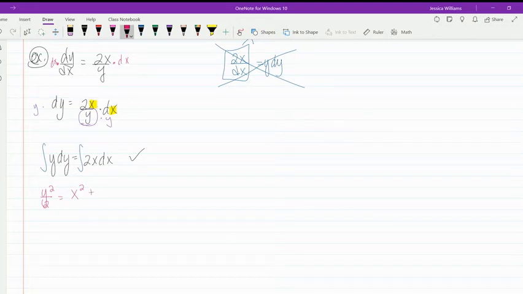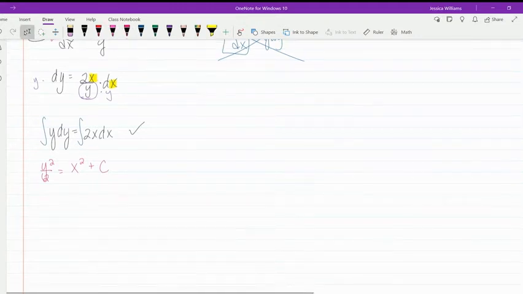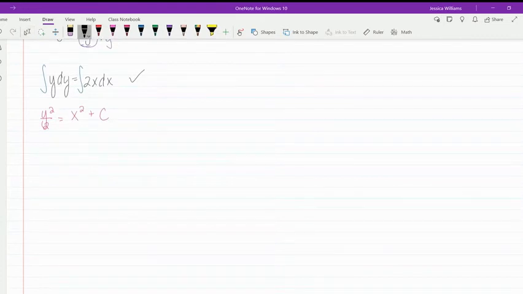And don't forget your plus c. I'm only putting a plus c on one side of the equation. There's no reason to write plus c on both sides because c is just an arbitrary constant. It would be redundant to put it both places. So a lot of times you would be able to stop here.